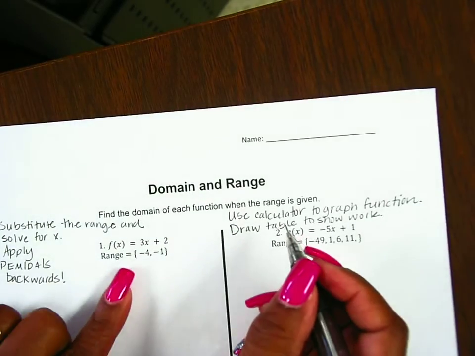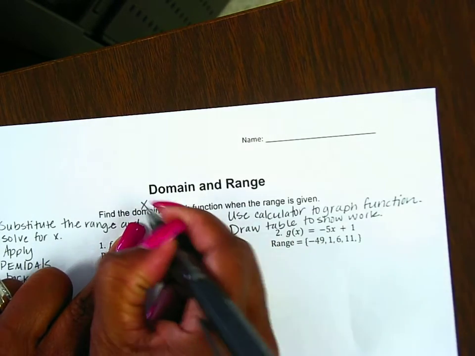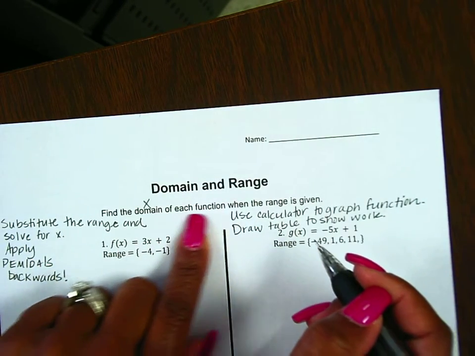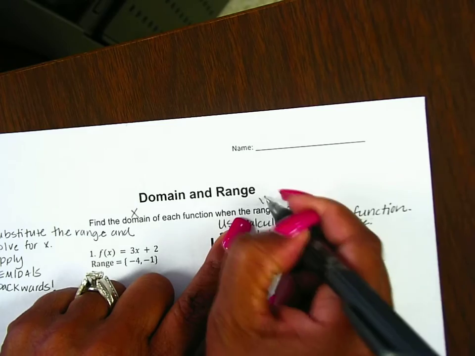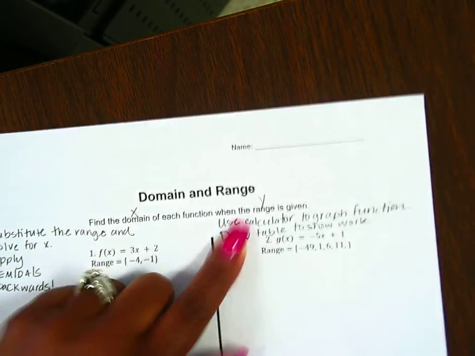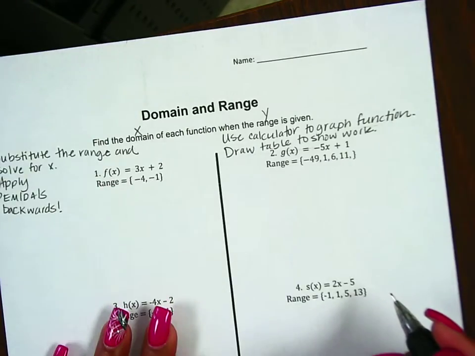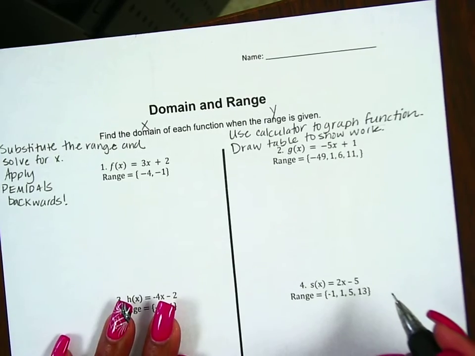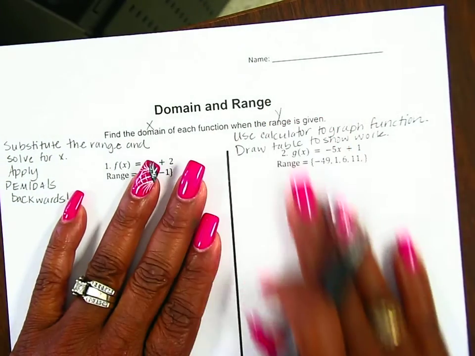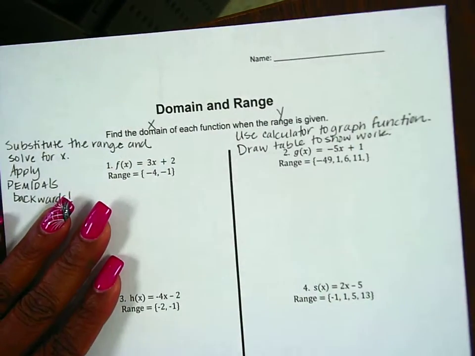On the back of it, we reversed it. You're going to find X, the domain of each function, when you're given the range, okay? However, on this left side, it's by hand. It's like solving an equation. And on the right hand side, it's using a calculator.